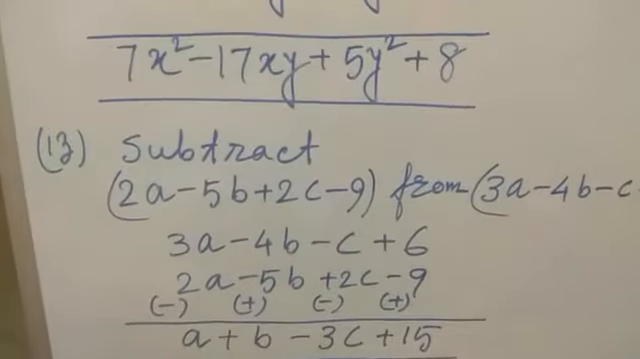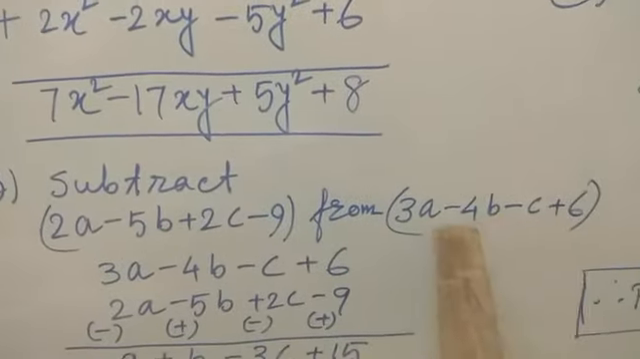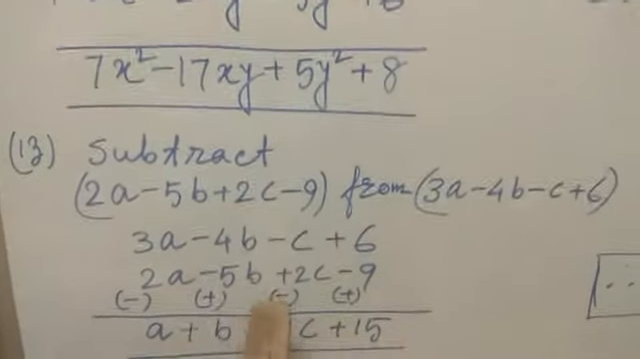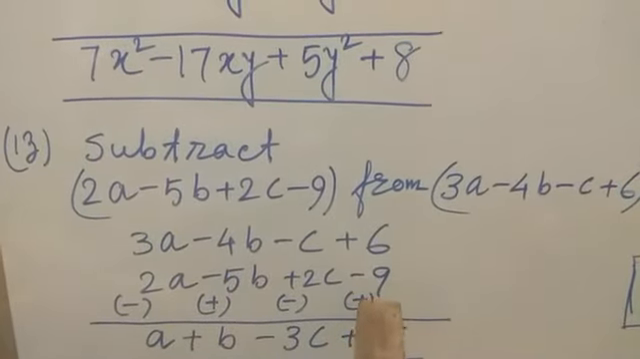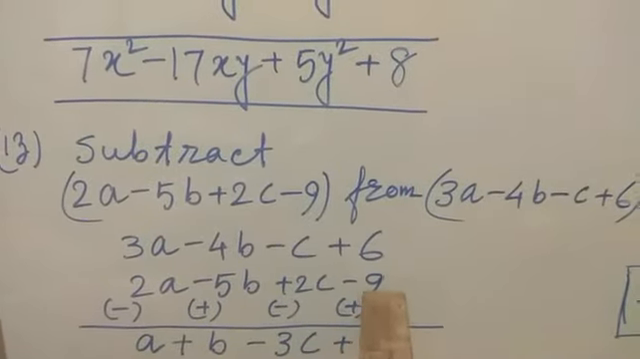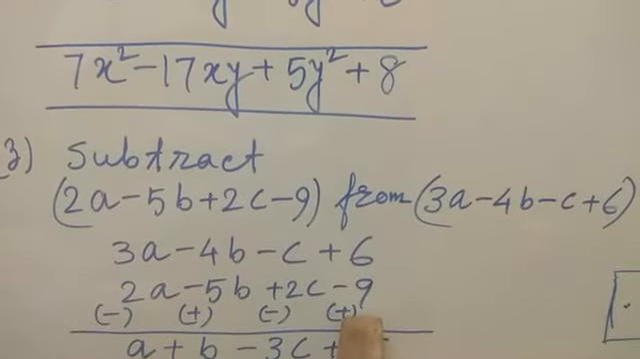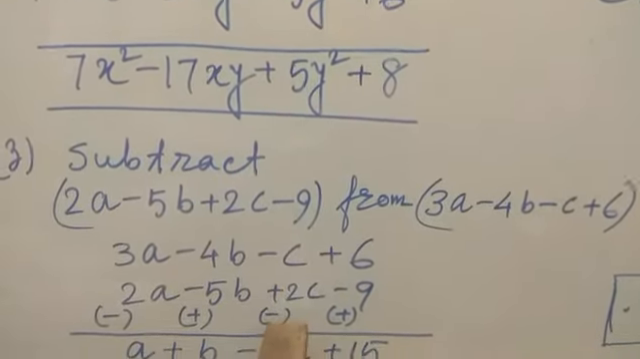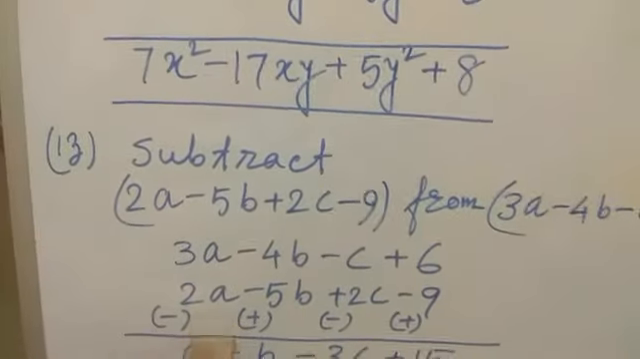Question number 13. Subtract this expression from this expression. So first I write 3a minus 4b minus c plus 6 here, and just below this expression write this expression. And at the time of subtraction change the sign of this row. Change the sign of all the terms of this second row. So this is minus 9, now its sign is changed to plus, so it is now plus 9. Originally it is plus 2c, after changing the sign it is minus 2c. Similarly it is plus 5b and it is minus 2a.